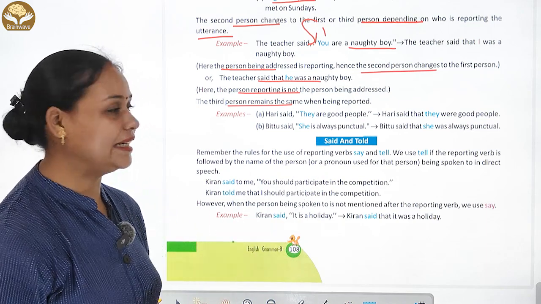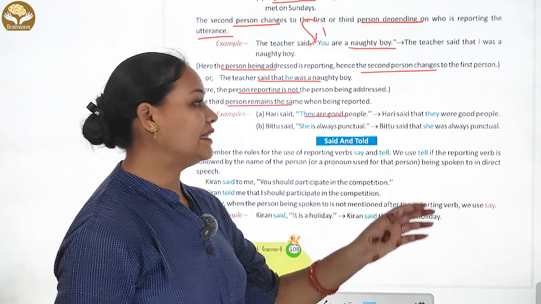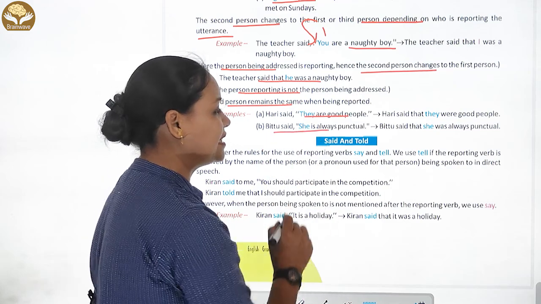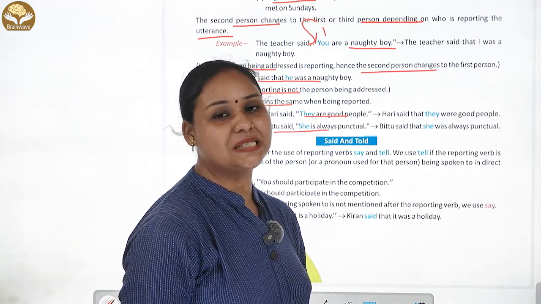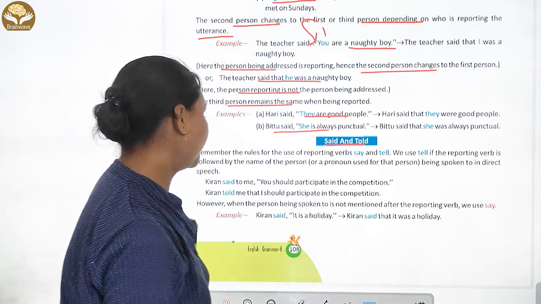Examples हैं: हरी said, हरी ने कहा, they are good people. तो हरी said that they were good people. Next है, Bittu said, she is always punctual. तो Bittu said that she was always punctual. Okay. चलिए, say and tell का है.